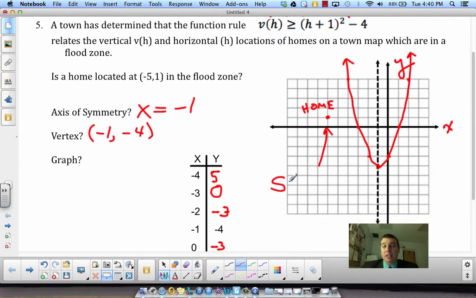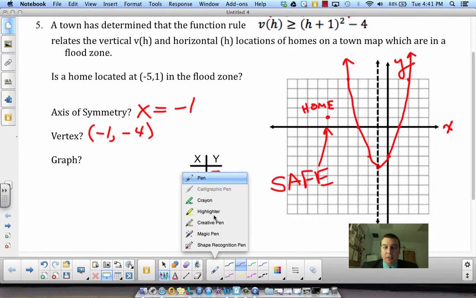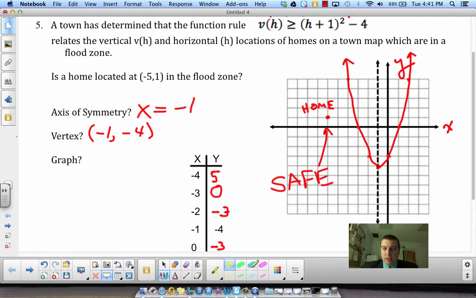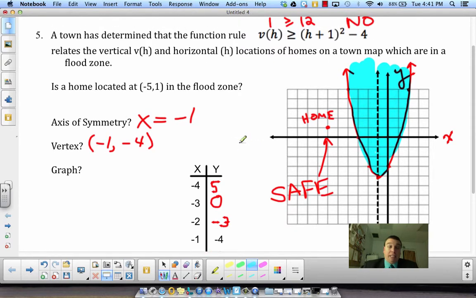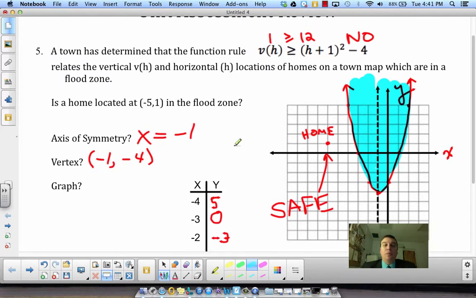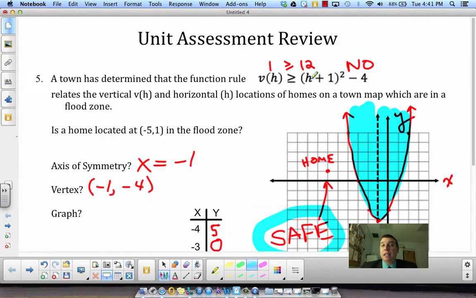So here we have a safe home, because that's not part of the flood zone. What is part of the flood zone is in here. So all of this is the flood zone. And look at that, I even used blue so you think it's water. Okay, so the answer to my question here is: is the home located at negative 5, 1 in the flood zone? Nope, it's safe. Okay, alright, there's number 5, done.